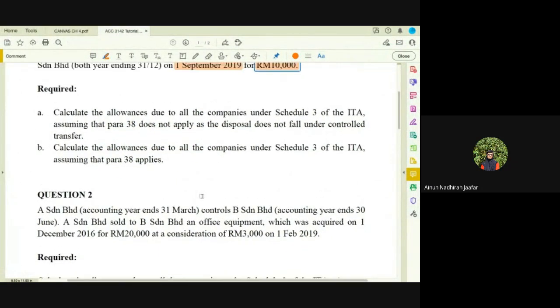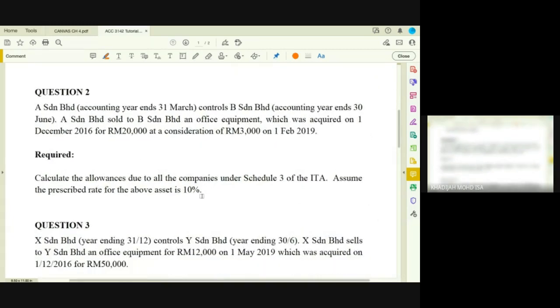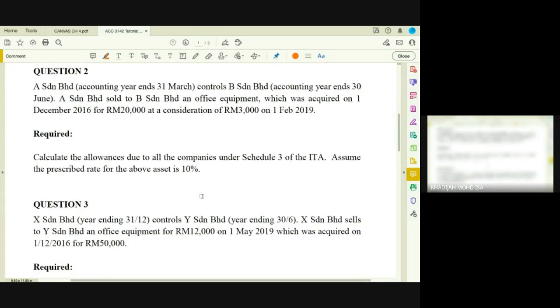Yes, madam. Okay, let's look at question number 2. We have question number 2, A Sdn Bhd, year end is 31st March. Control B Sdn Bhd. So in this case, the question clearly mentioned A controls B. So it's a control transfer. Alright, but the accounting year end of B is 30th of June. So you have 31st March of A, B has a 30th of June. So A sold to B an office equipment acquired on 1st December 2016 for 20,000 at a consideration of 3,000 on 1st February 2019, right?